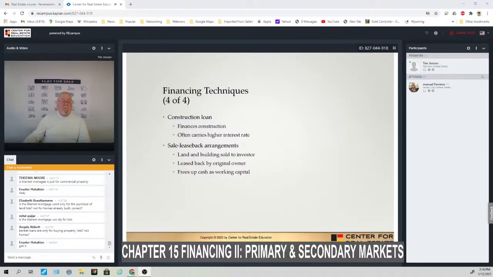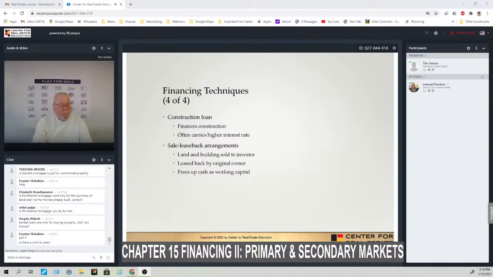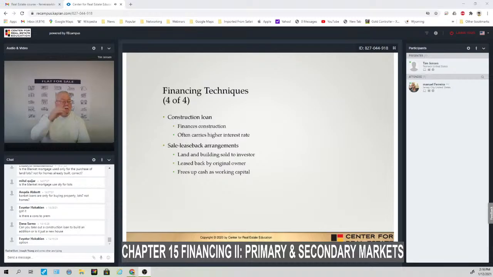Before I get into sale leaseback arrangements or seller financing, were there any other questions about these types of loans before I move on? Can you take out a construction loan to build an addition, or is it just a new house? New house. Construction loans are for new construction.